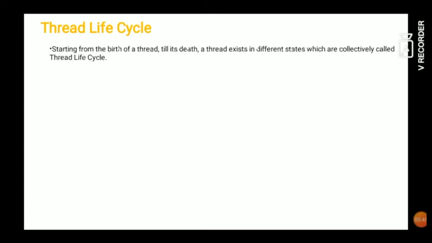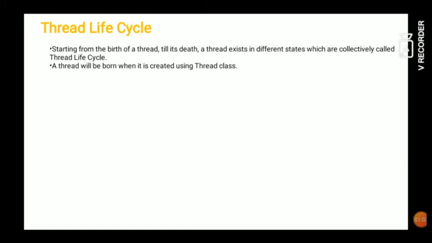Let us discuss the thread lifecycle here. What do we mean by thread life cycle? Starting from the birth of the thread till its death, a thread goes across different states. And these different states collectively we call a thread life cycle. A thread is created by using a statement: Thread, followed by a thread name, equal to the new keyword, again followed by a thread constructor. We are going to create a thread.